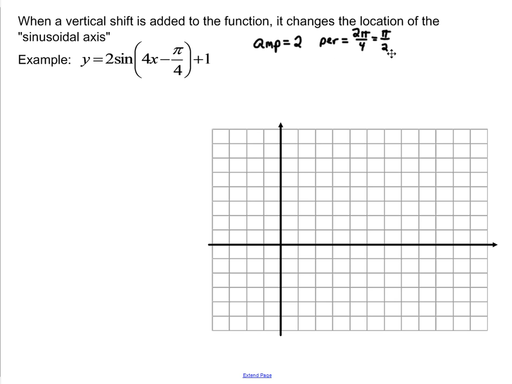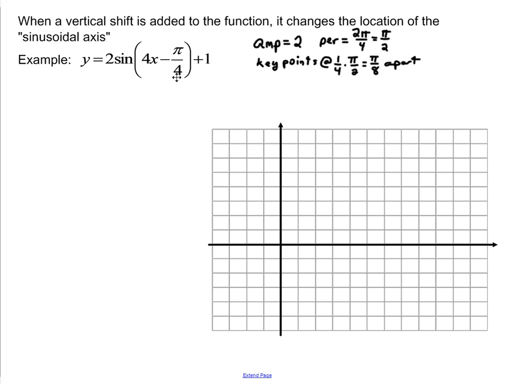Now, the thing about this is that our key points are always 1/4 of the period apart. So if I'm looking for my key points in this function, I would take 1/4 times pi over 2, and that means that each of my key points will be pi over 8 apart from one another. So far we settled on amplitude, period, and key points.